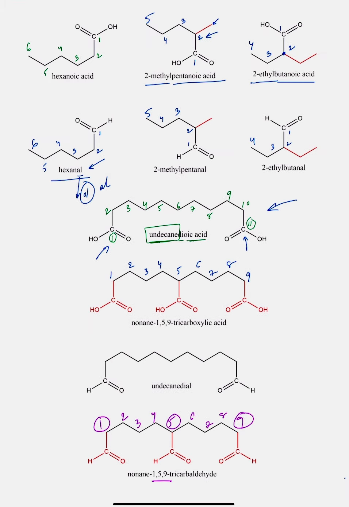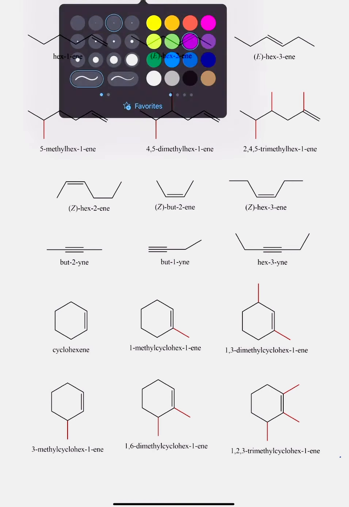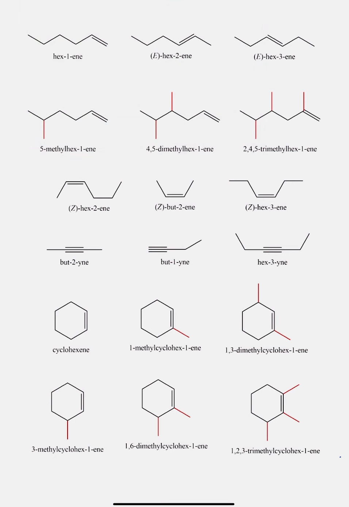Now let me go to the next slide. In the next slide, we have alkenes here. When we have an alkene as our functional group, we give numbering to the parent chain such that the alkene, or the functional group, gets the lowest possible number, irrespective of the lowest sum rule.